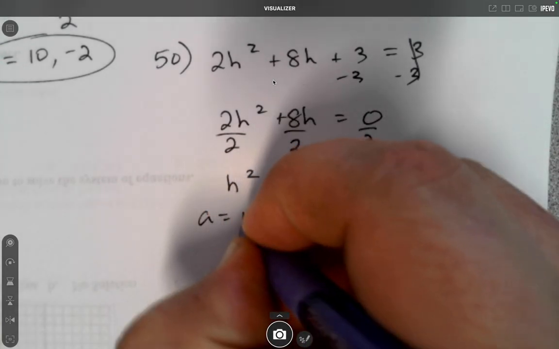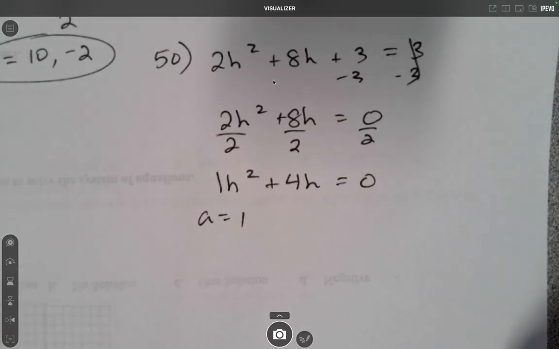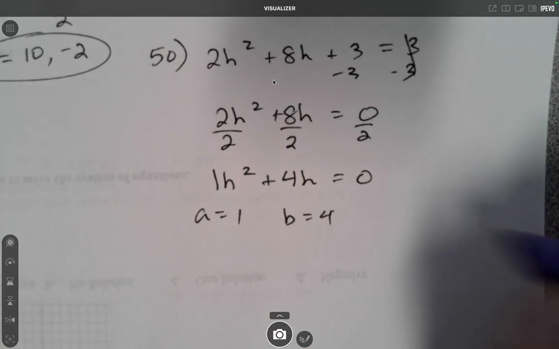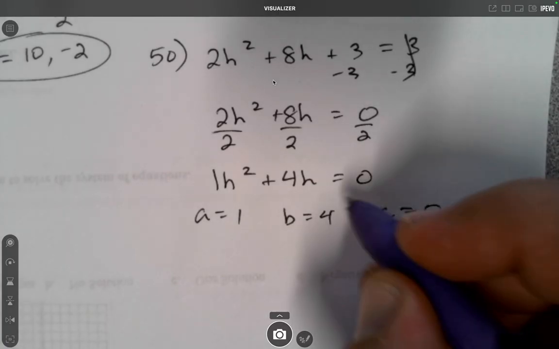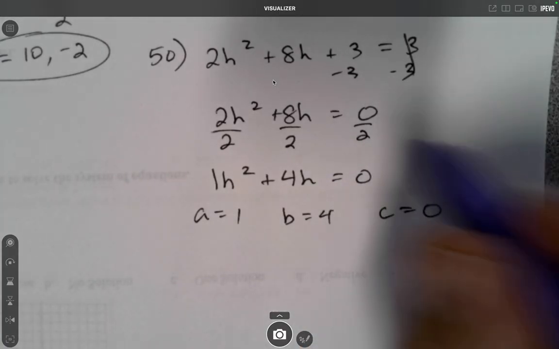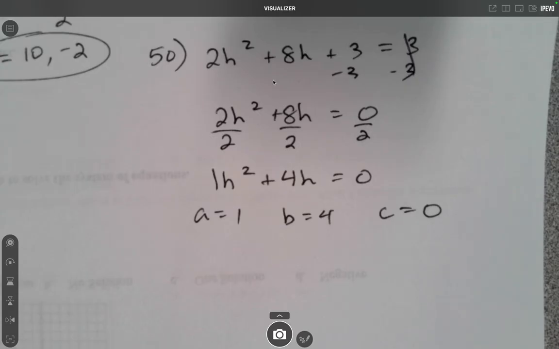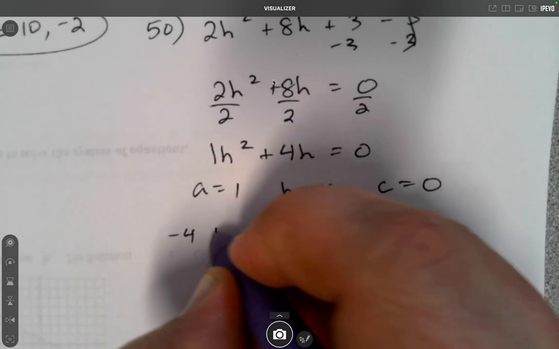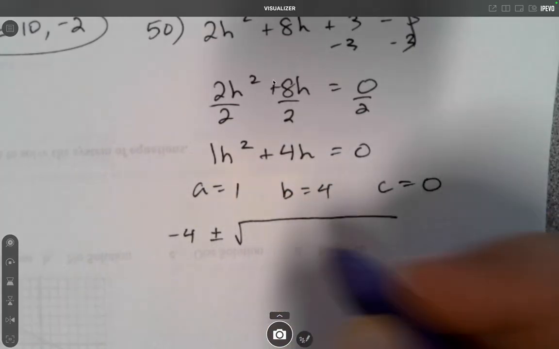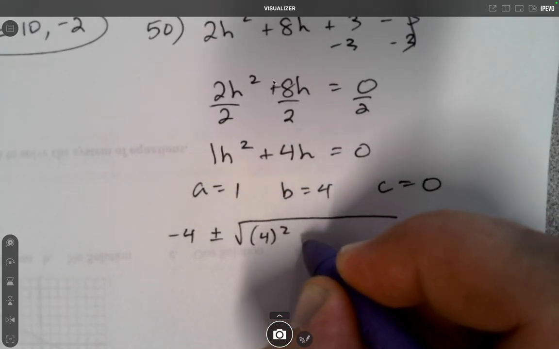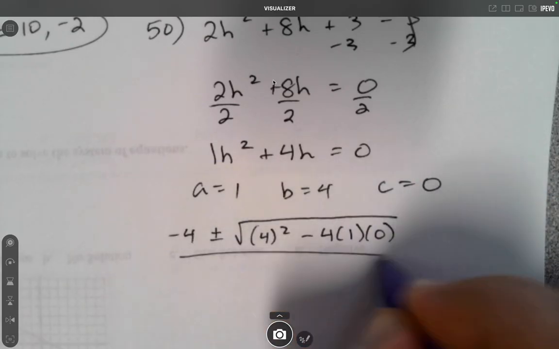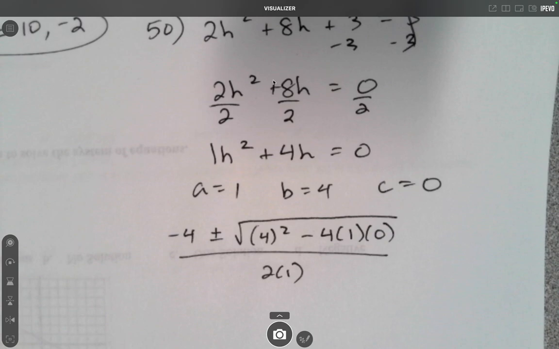So a is equal to 1, because it's the understood 1 in front of h squared. B is equal to 4, because it's the coefficient in front of h. C is equal to 0, because there is no constant. It disappeared, so there is no constant at all. So we have negative b plus or minus the square root of b squared minus 4 times a times c all over 2a.